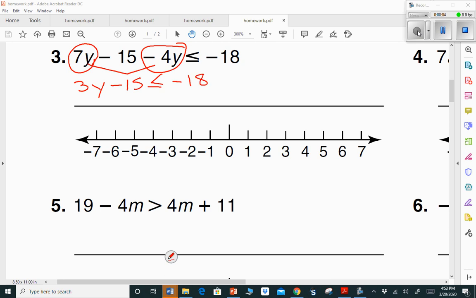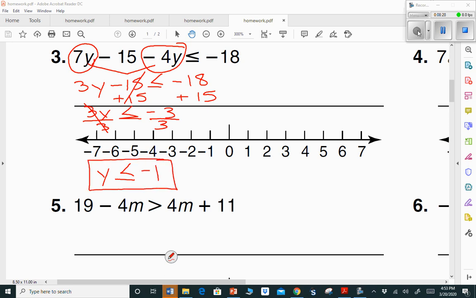Now we need to add 15 to both sides. 3y is less than or equal to negative 3. Divide both sides by 3, and that gives you y is less than or equal to negative 1. That's an important piece of the answer. Box that. That statement is necessary. y is less than or equal to negative 1.